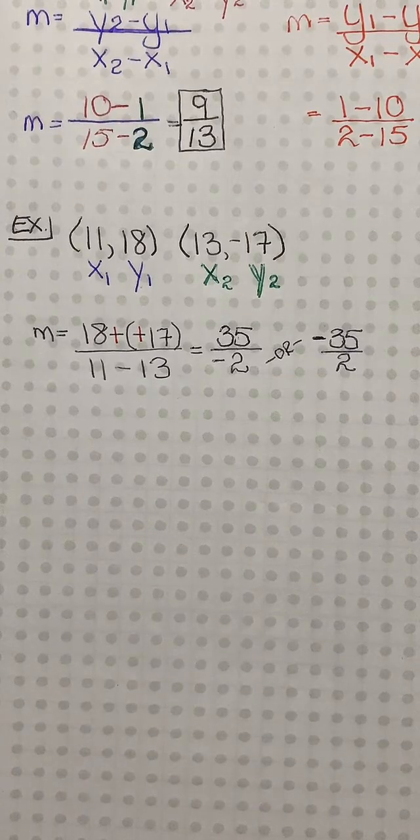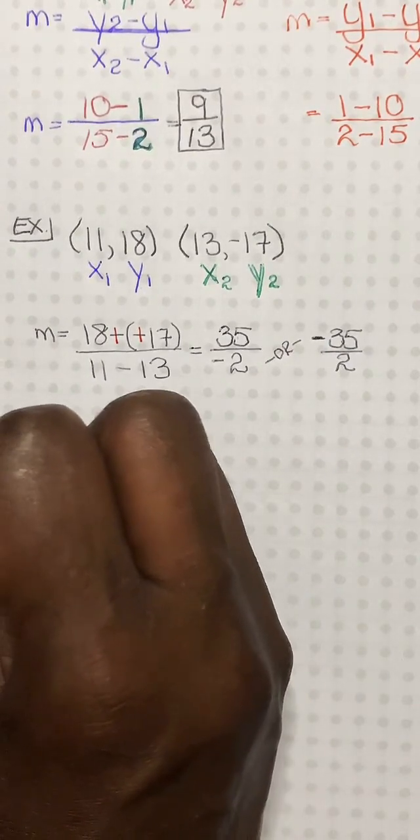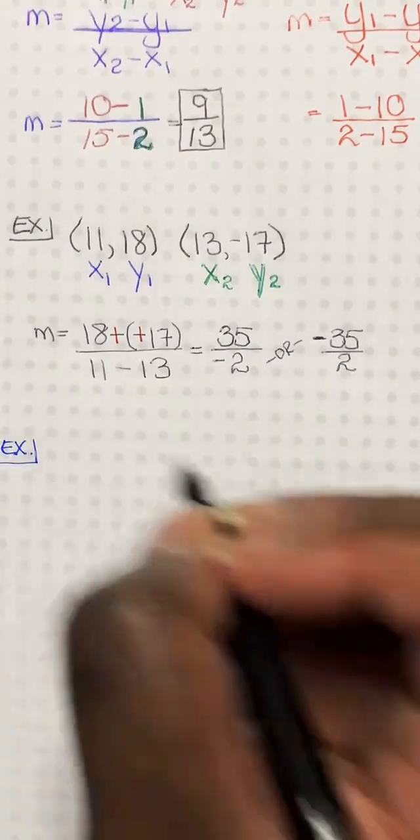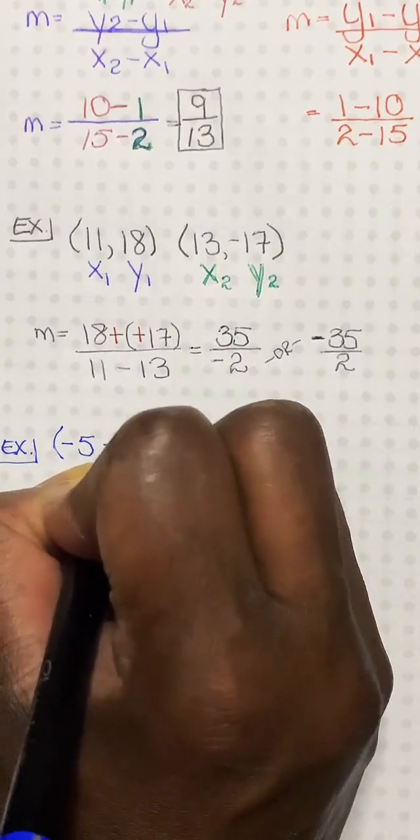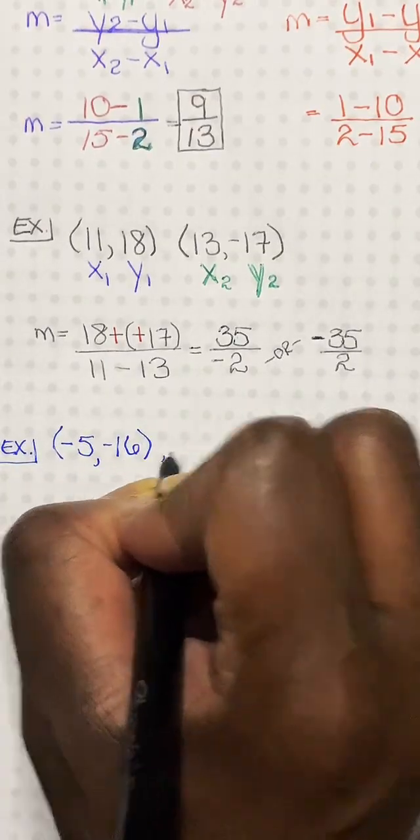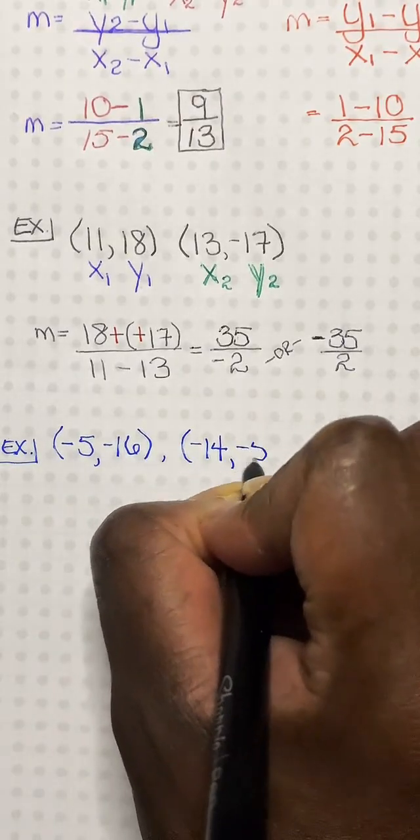So now I want to do one more, but I'm going to put a small twist to it. I'm going to have you guys do it one more time. I know, I'm asking for too much. But if we can do one more, and then I'm going to put a little twist to it. So let's try this. We have negative 5, negative 16, and the other one is negative 14, negative 5.